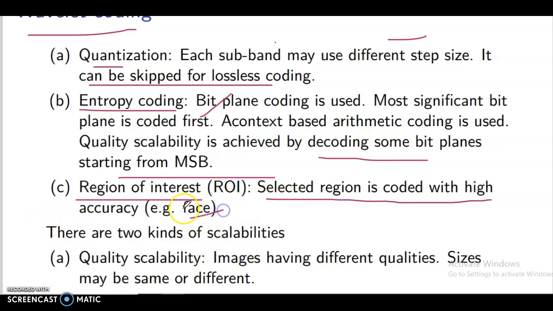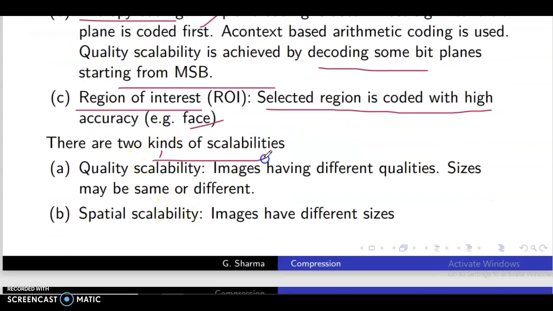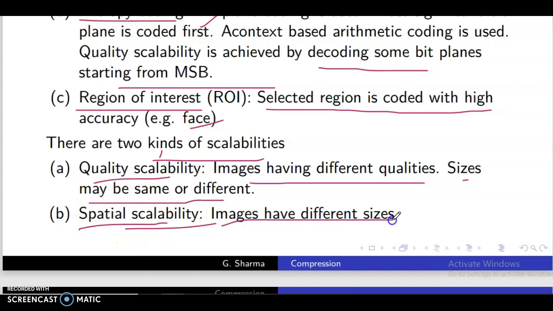There are two kinds of scalability: quality scalability, spatial scalability. Quality scalability is images having different qualities, sizes may be the same or different. Spatial scalability is images having different sizes.